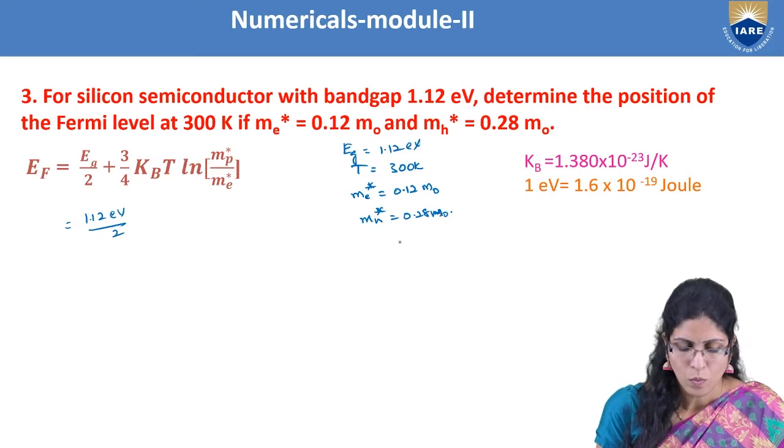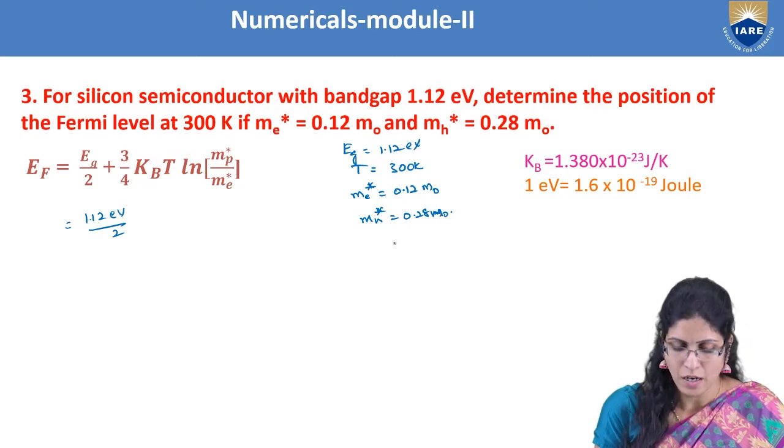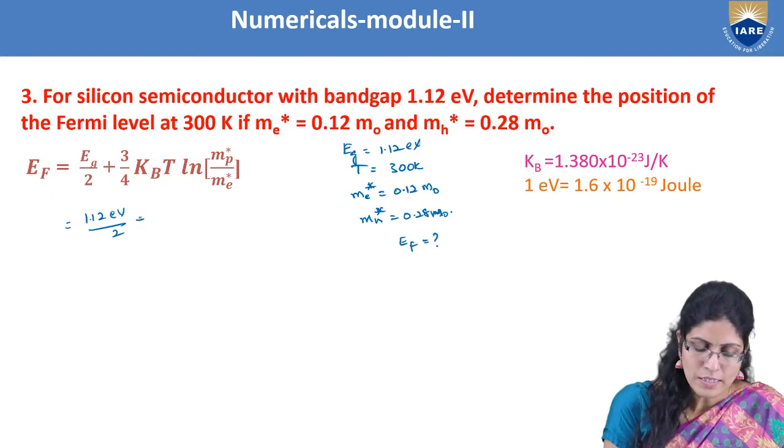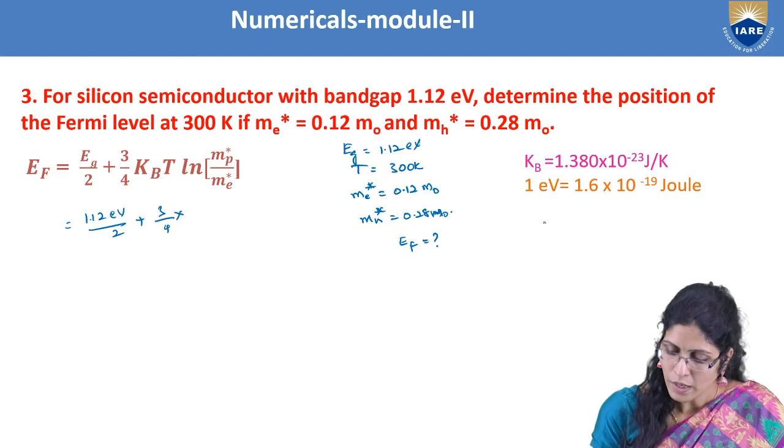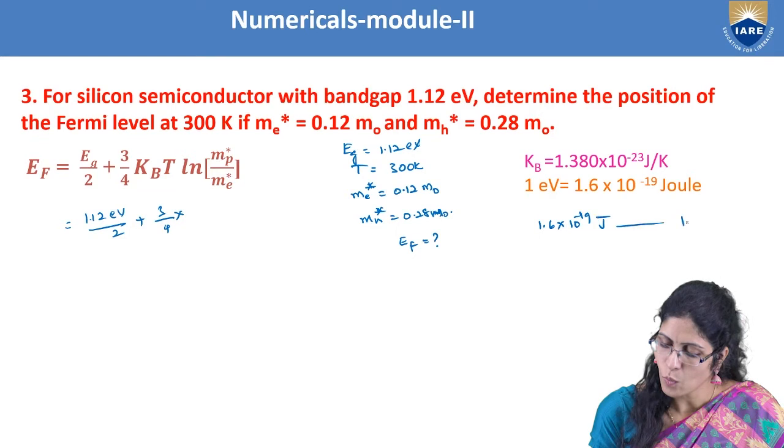Okay, so now what is it that you need to find out? EF is equal to how much? So now if you substitute all these values, 3 by 4 into... Yes, so now 1.6 into 10 to the power of minus 19 joules is equal to 1 electron volt, then how much is my kB, which is 1.380 into 10 to the power of minus 23 joules, equal to how many electron volts? So you get how much?